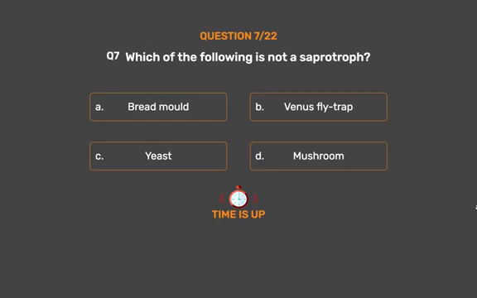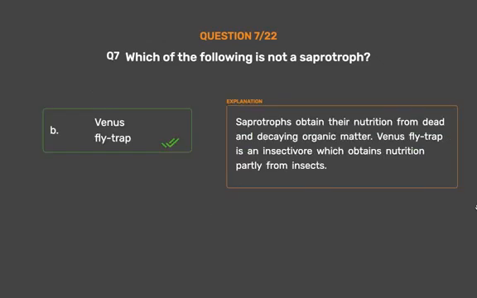The correct answer is Option B. Venus flytrap. Saprotrophs obtain their nutrition from dead and decaying organic matter. Venus flytrap is an insectivore which obtains nutrition partly from insects.